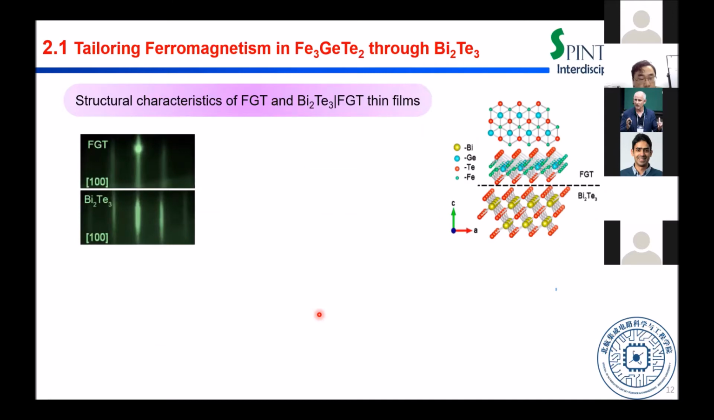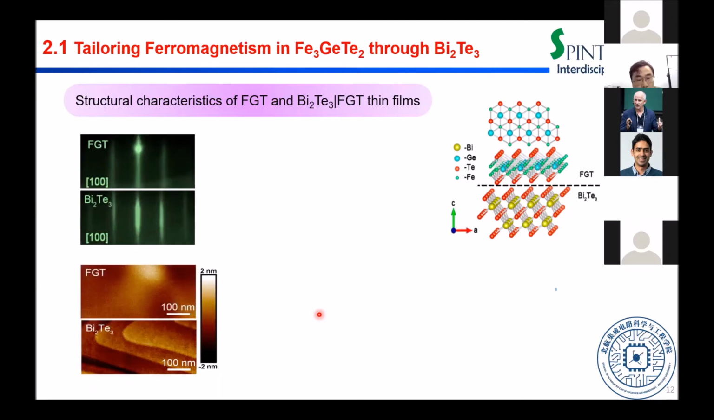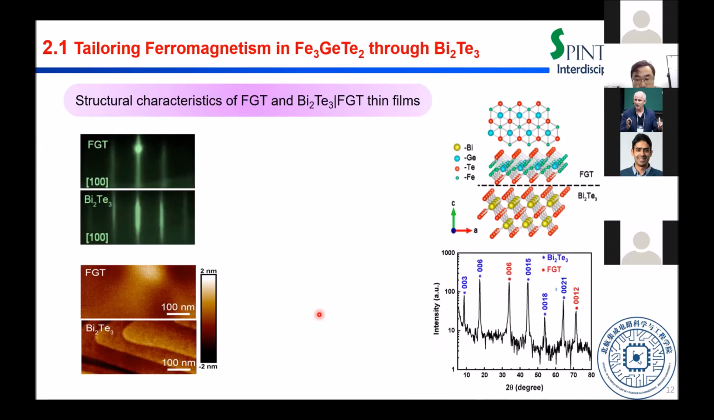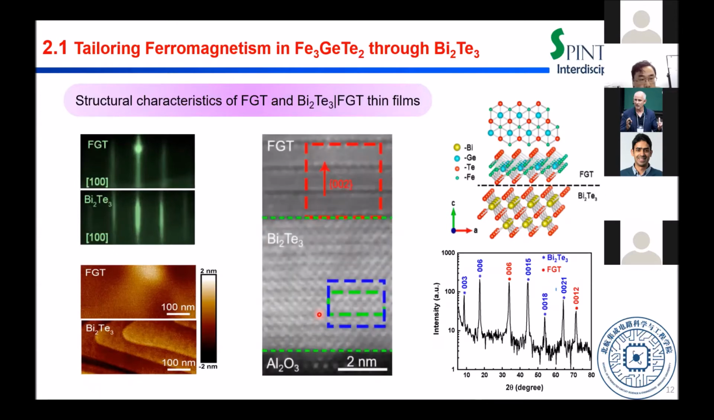It means the surface is very smooth, and it also has a crystal structure. And the bismuth telluride shows this terrace structure, which is a typical topological insulator surface. After growth, the iron germanium telluride becomes smoother. And from XRD, we can show that we get very good crystalline bismuth telluride and iron germanium telluride. And from the TEM result, we can see the van der Waals gap in the iron germanium telluride.